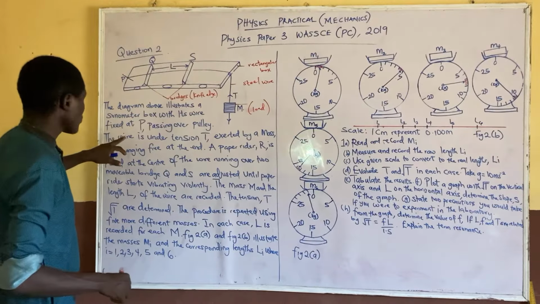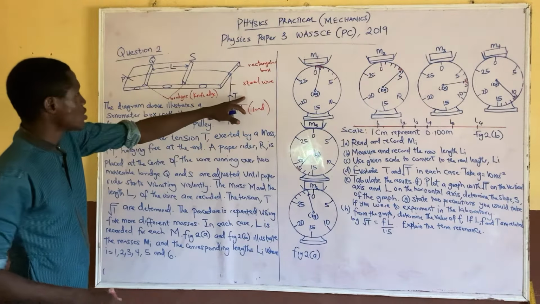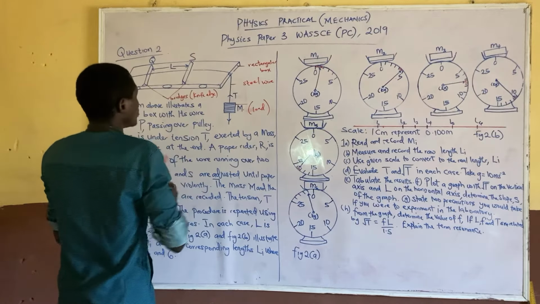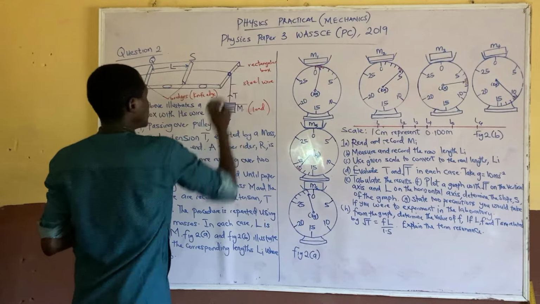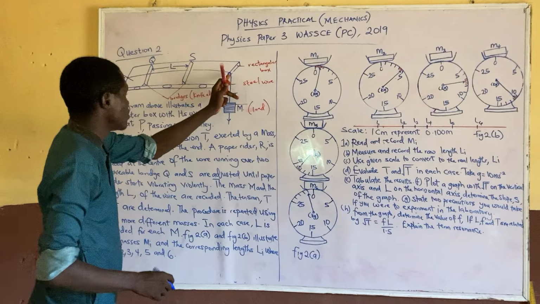Now, the wire is under tension T. You can see this is one of the pulleys here. So for a pulley, they tie the wire along the pulley.